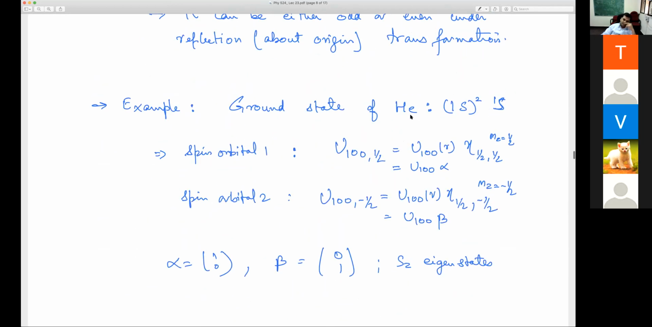So for the ground state of the helium atom, if we consider both electrons in the 1s state, such that the total angular momentum is capital S, so this is small s, and Sz is basically 1. So this we showed explicitly earlier.